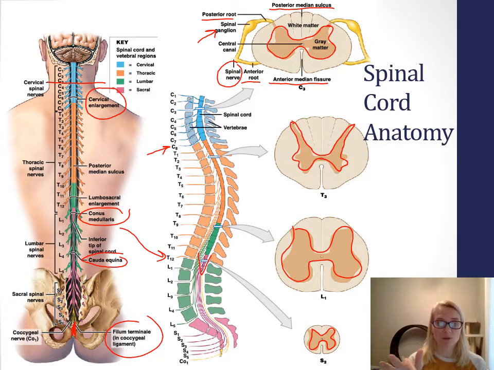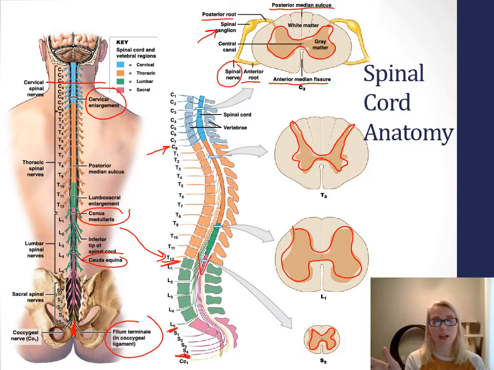We had 7 cervical vertebrae, 12 thoracic vertebrae, and 5 lumbar. Now, all of the other ones, 5, and 5 with the sacral, that's what we had before. Why is there a C8?